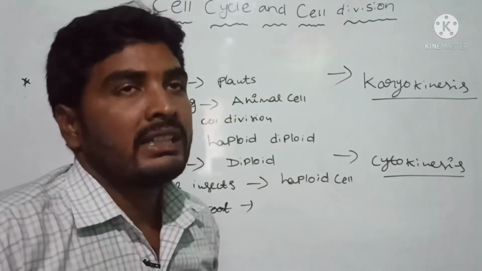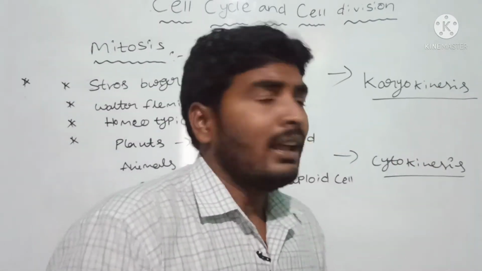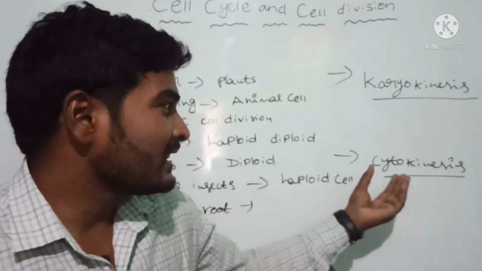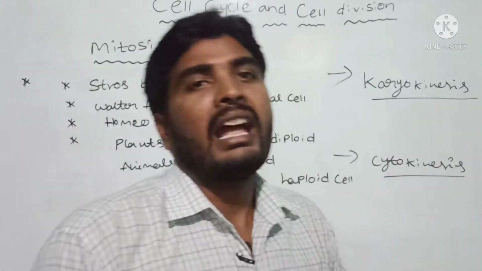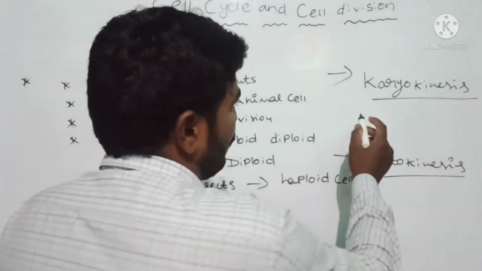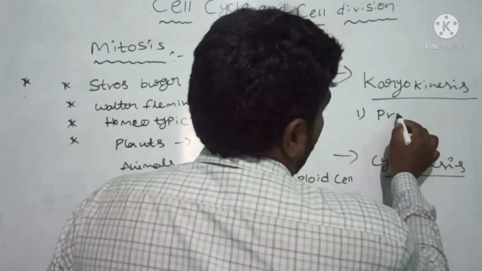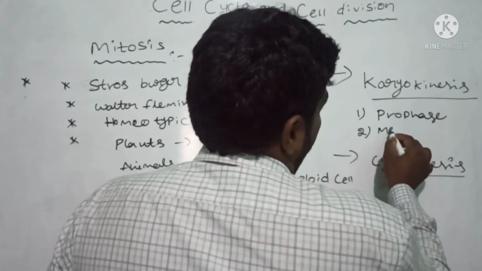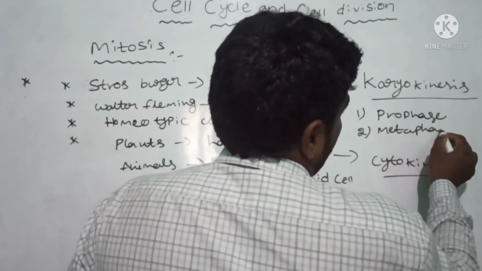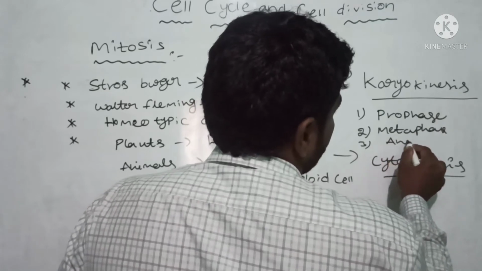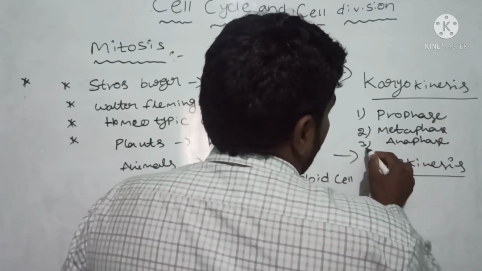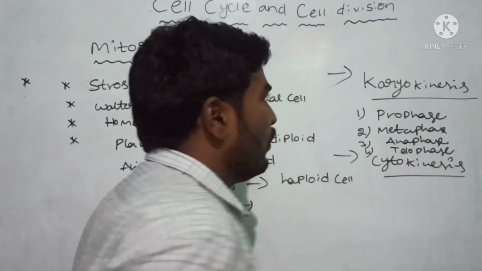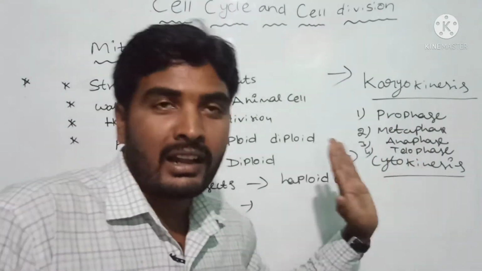What is karyokinesis? Karyokinesis means division of the nucleus. What about cytokinesis? Division of the cytoplasm. Karyokinesis is again divided into four subphases: prophase, metaphase, anaphase and telophase. Now we can start one by one.